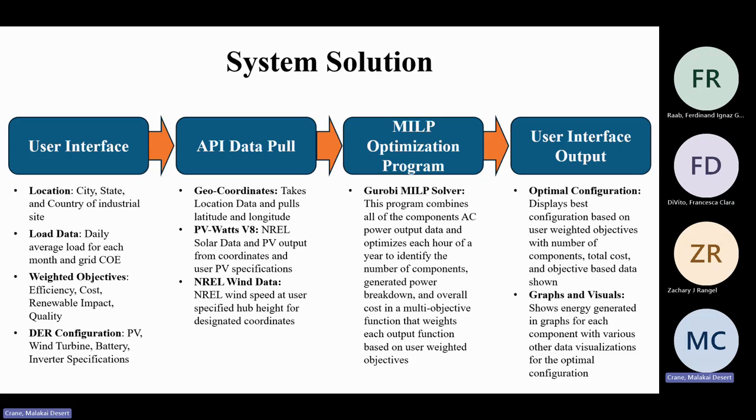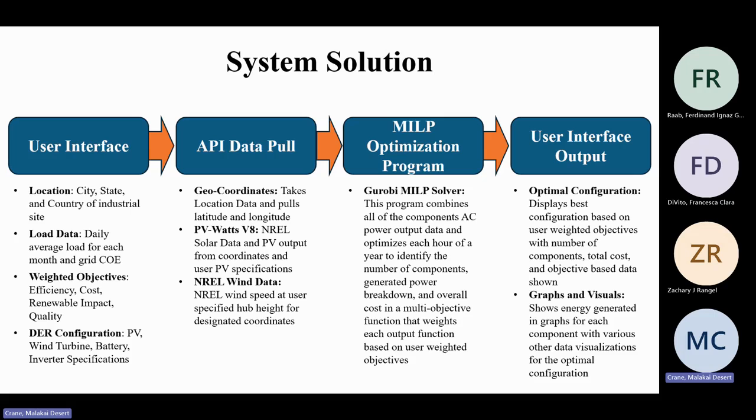Basically what this does is it's going to go through every single hour of every single year using our combined AC power outputs. It's going to come up with various configurations, the optimal configuration, how many wind turbines, how many PV panels. There's going to be multiple different DER components to choose from. It's going to figure out which one's the best based off the weighted objectives. And ultimately, it's going to output the total AC power generated, the breakdown between grid and the DERs, and a bunch of other data specifications based on these weighted objectives.